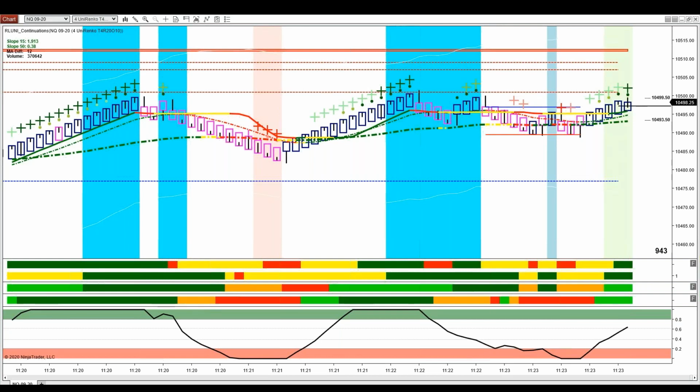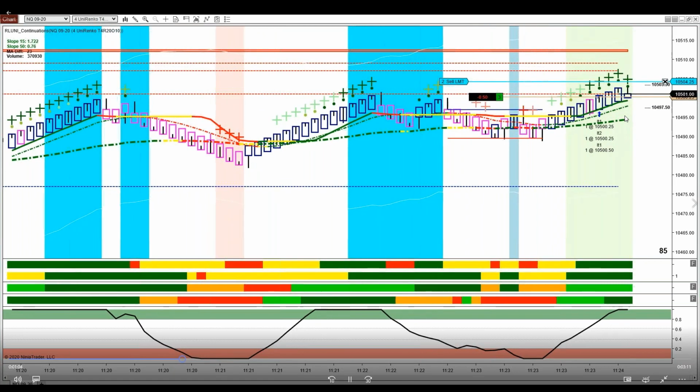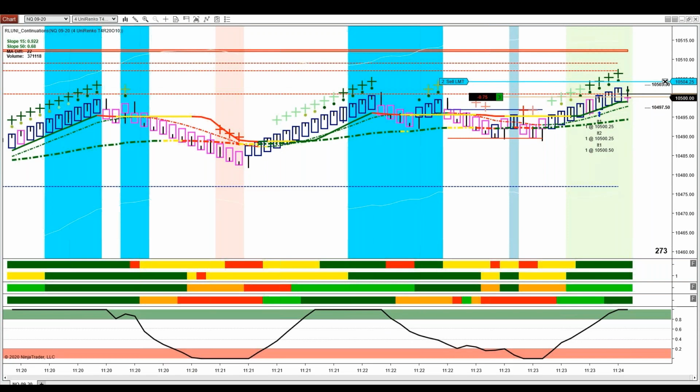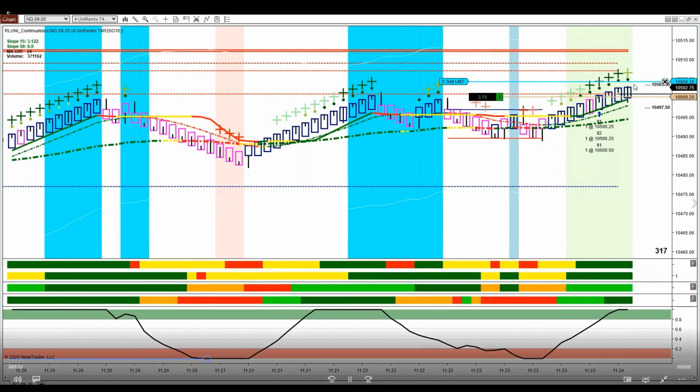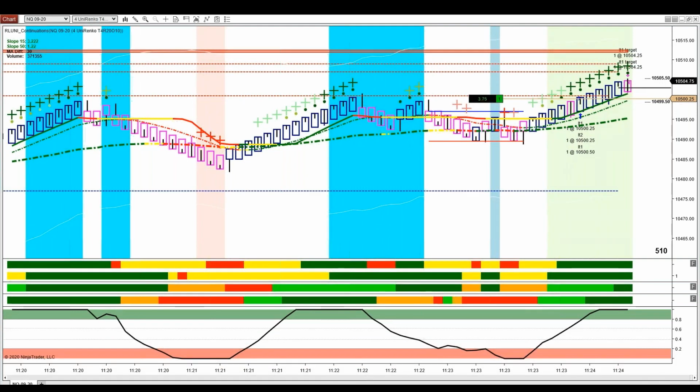Now it's using our first target, move to break even, and out on a change in this line in color. There's the entry. Right there. Now there's the first target hit. Now watch how this trade evolves. And this is the way a lot of these trades evolve.